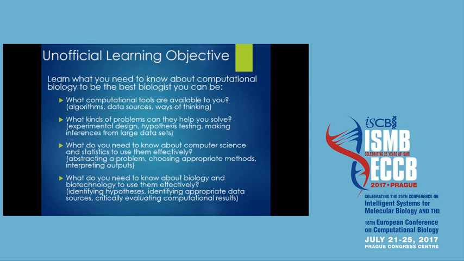the unofficial learning objective of the class, and there's only one, and that is that we want them to know what they need to know about computational biology to be the best biologists they can be. And that's really crucial for dealing with this particular cohort. We're not trying to turn them into computer scientists, we're trying to make them the most effective biologists they can be, and that involves learning quite a lot about computation.